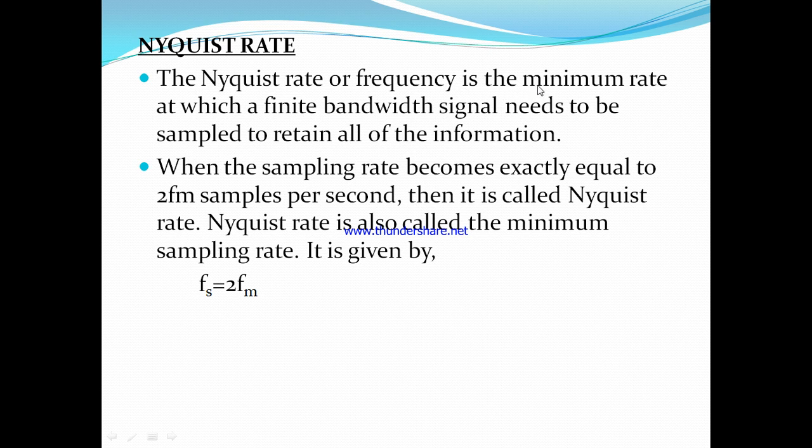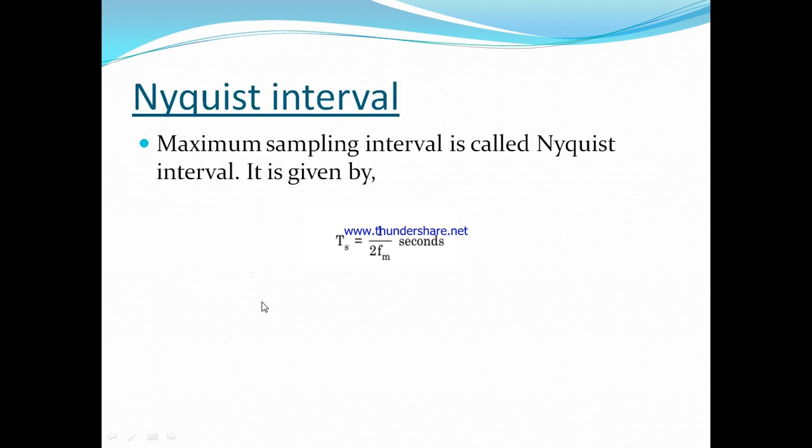It is the minimum rate at which a finite bandwidth signal needs to be sampled to retain all of the information. So the Nyquist rate is called the minimum sampling rate. It's given by fs equal to 2 into fm. Next, the Nyquist interval. The maximum sampling interval is called the Nyquist interval, given by Ts equal to 1 divided by 2 into fm seconds.